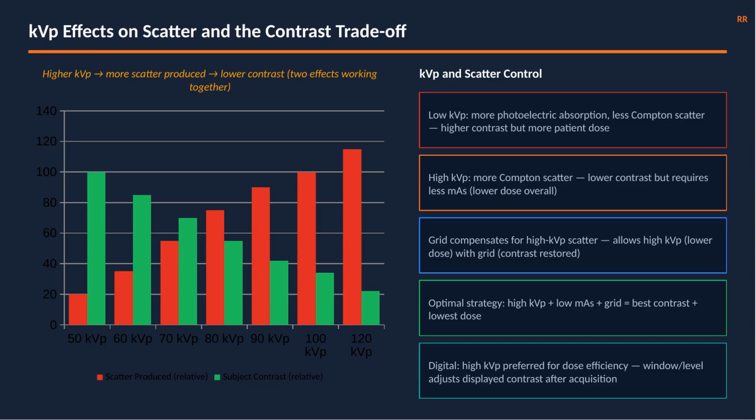And a critical digital imaging point: at high kVp, window and level adjustment after acquisition can restore display contrast. The underlying subject contrast is lower, but digital post-processing compensates. This is why high kVp technique is specifically preferred in digital departments over film-era lower kVp approaches.